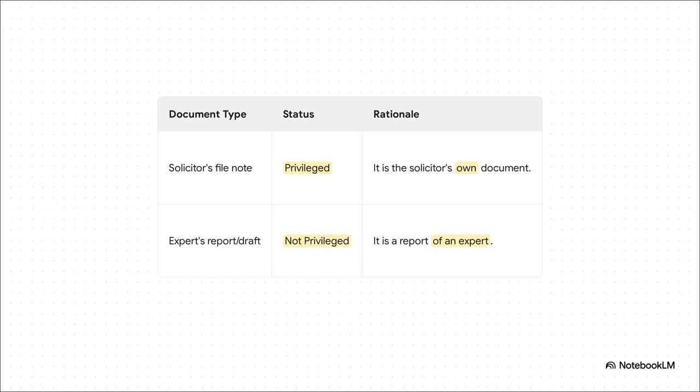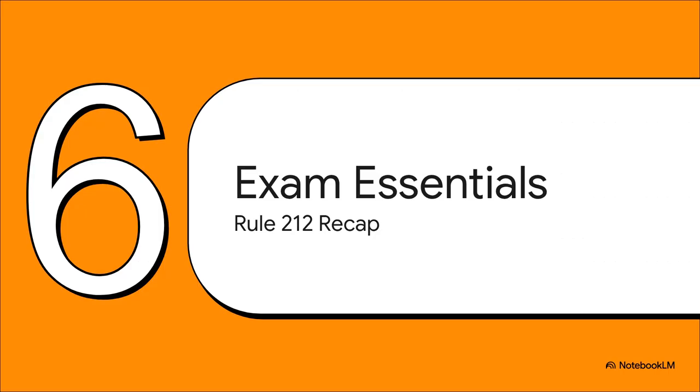And remember, it only removes privilege for a document consisting of a statement or report of an expert. Your file note? That's not a report of the expert. It's your document. It's the solicitor's own work product. So it stays privileged. This is such a vital distinction to get your head around. The case, again, is Enkelman v. Stewart.